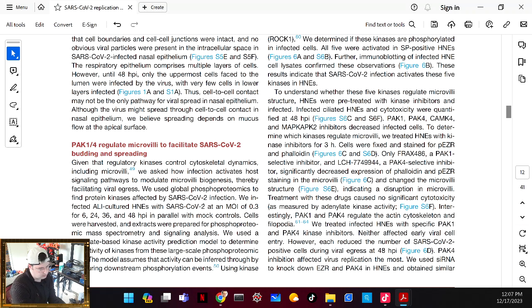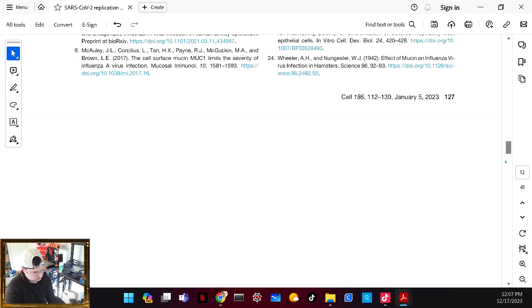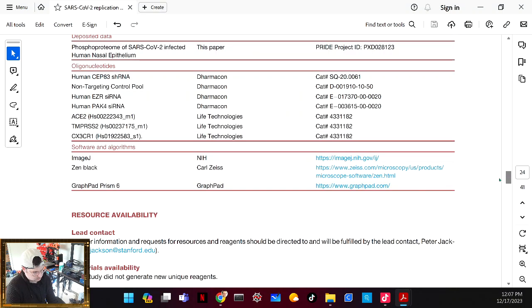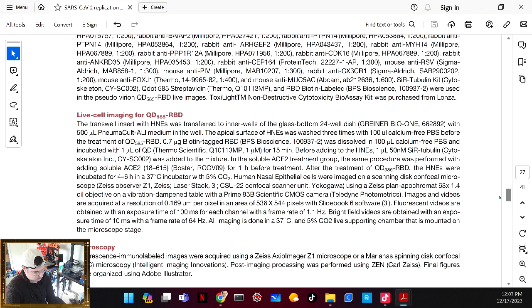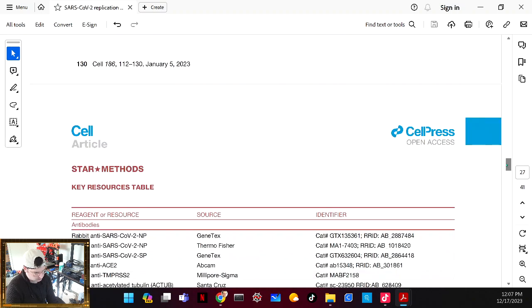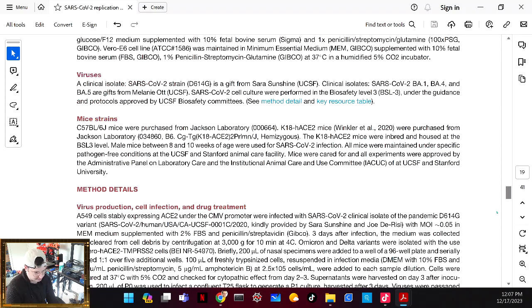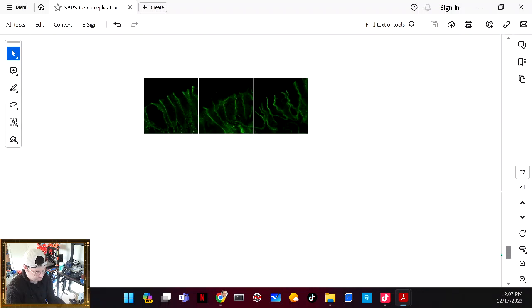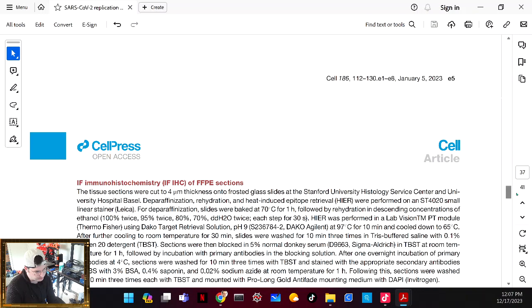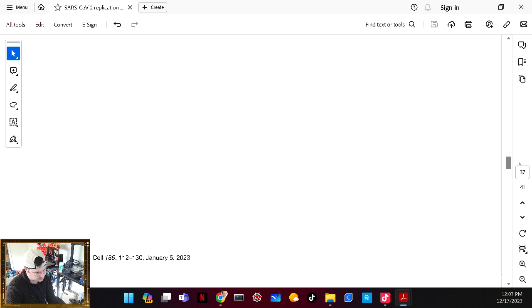Oh my god, this is a long one. How much longer is this paper? Oh, good. I think we're almost on the last page. I was like, this is going on forever. Yeah, just more images and figures and some methods.